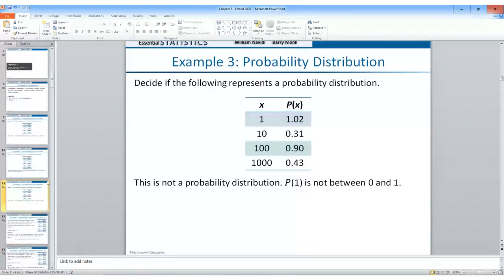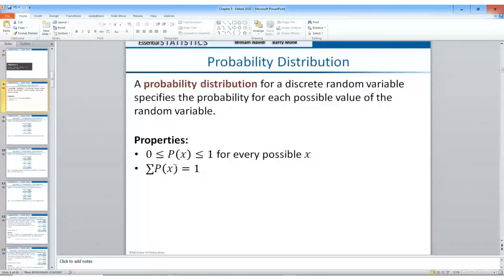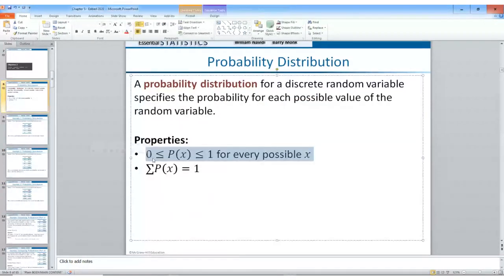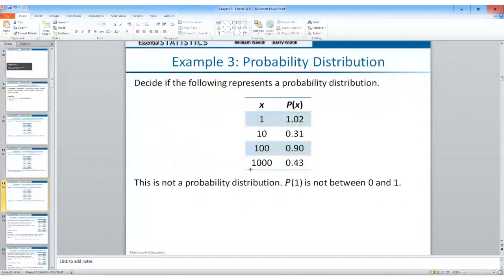So all this is doing is just checking to see if you recognize these two principles, which are from chapter 4. The two principles are that there are no negative probabilities or probabilities greater than 1, and that all of the probabilities add up to 1. Now see the problem with this one: you look at the first outcome of 1, you've already got a probability that's greater than 1, so this thing is not valid.